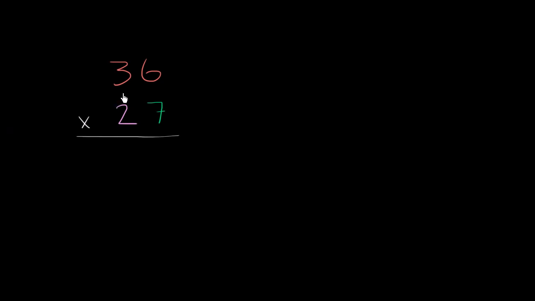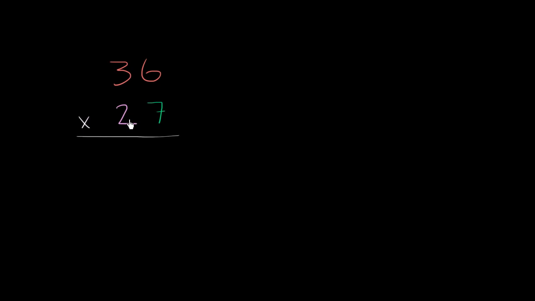In this video, we're going to multiply 36 times 27. So we're multiplying a two-digit number times another two-digit number. And the way that we're going to tackle it is we're going to first multiply 36 times 7, figure out what that is. Then we're going to multiply 36 times 20, figure out what that is, and then add those two numbers together. And what I want to do is first just show you the process for how to multiply these two numbers.